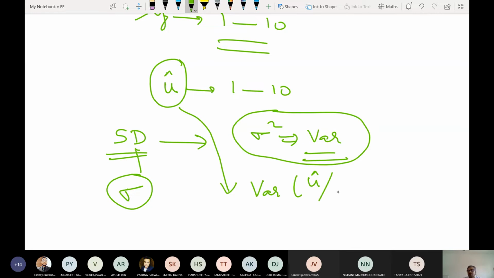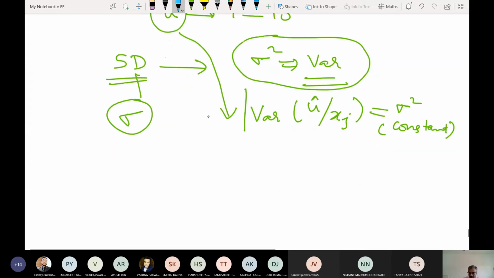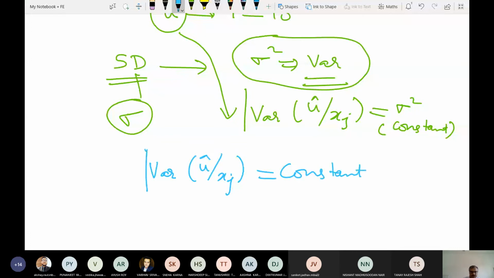So when we talk about heteroscedasticity, the variance of U cap with respect to the independent variables, I'm putting it xj, where j in our case is 1 and 2, should be sigma square, or in a way I'm saying this is constant. I'm just giving you slight theory, but please bear with me, because without that it would not be appropriate to complete this discussion. The variance of the error term with respect to all the independent variables should be constant. So this is the assumption.